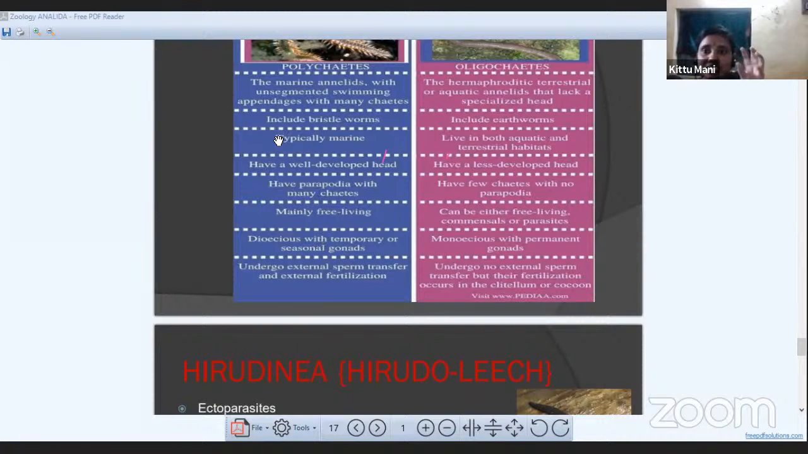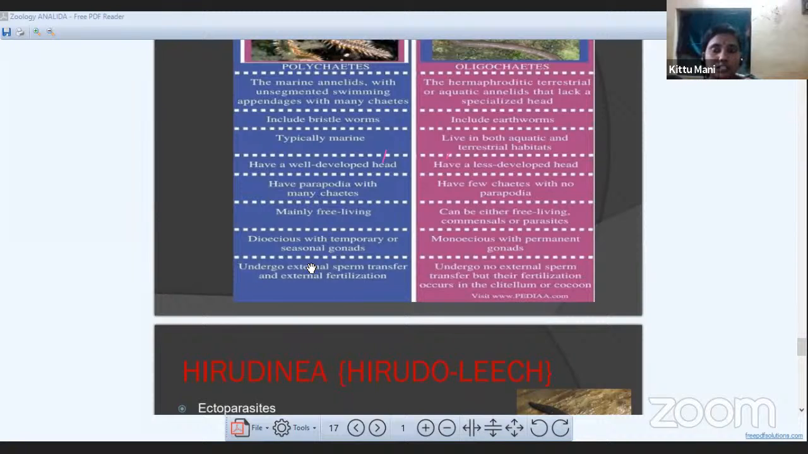When the breeding season comes for these polychaetes, they develop the gonads for the mutual exchange of sperm or ova. Here they undergo external sperm transfer and external fertilization. External sperm transfer means that outside of the body the sperm is transferred, not inside the body. We observe this in the polychaetes, and external fertilization also.